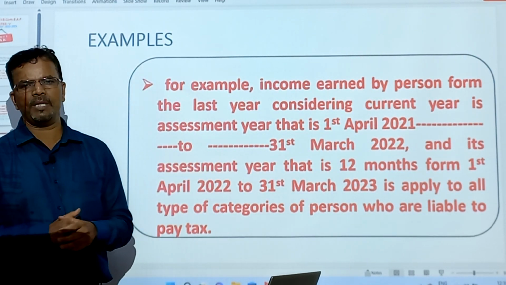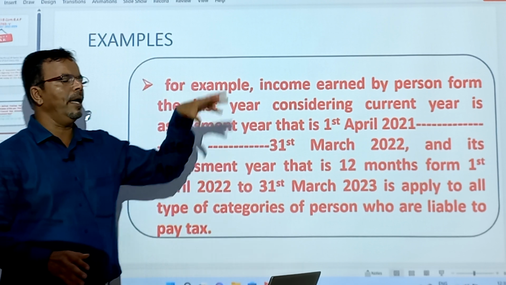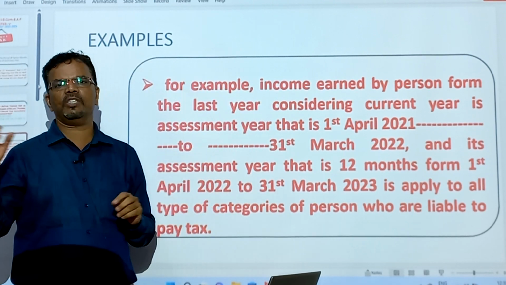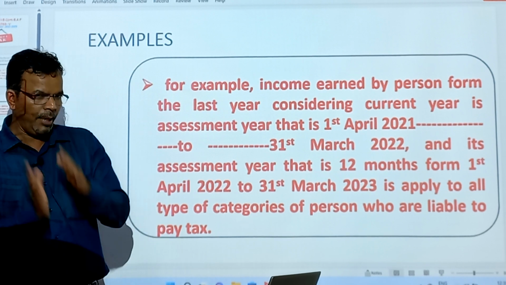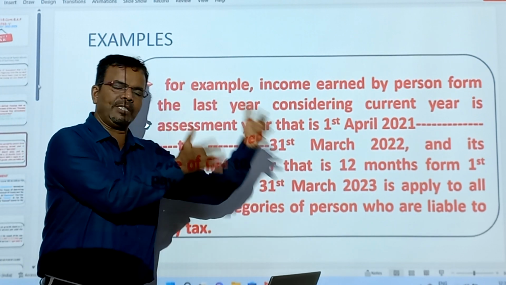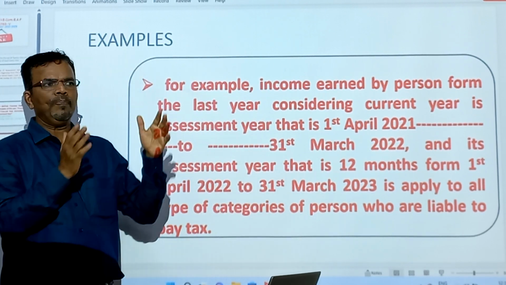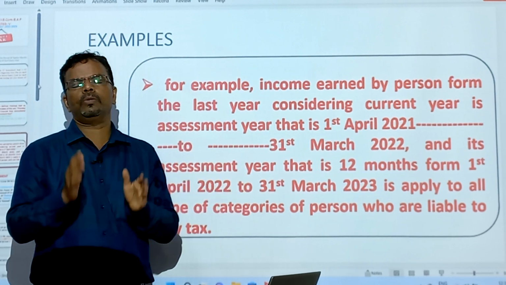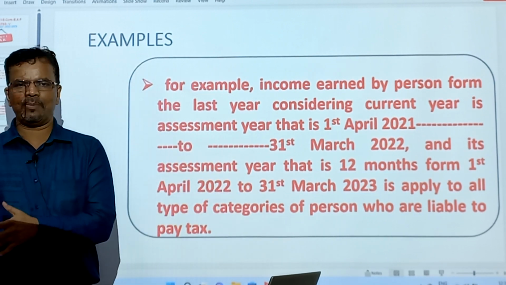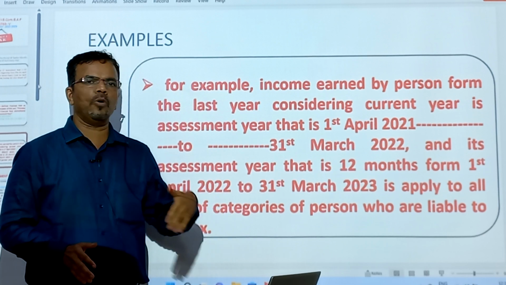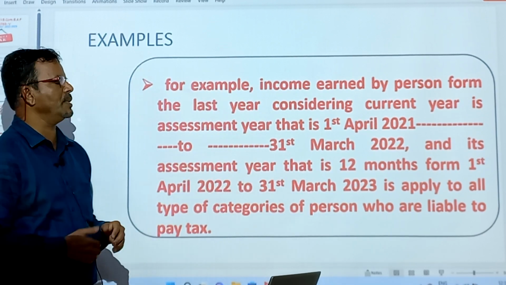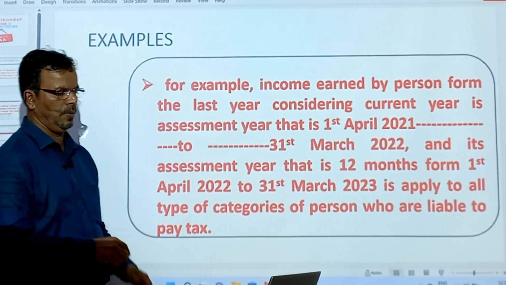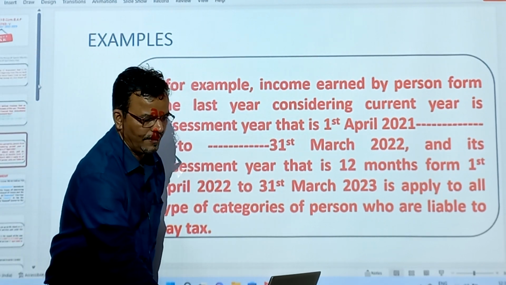Now what is the meaning of this? The current year going on is April 2022 to 31st March 2023. This is our assessment year, and immediately we have to take the last year, and that last year is our previous year. So April 2022 to 31st March 2023 is the assessment year. Immediately the last year, which year will come? 1st April 2021 to 31st March 2022. So this is our previous year.